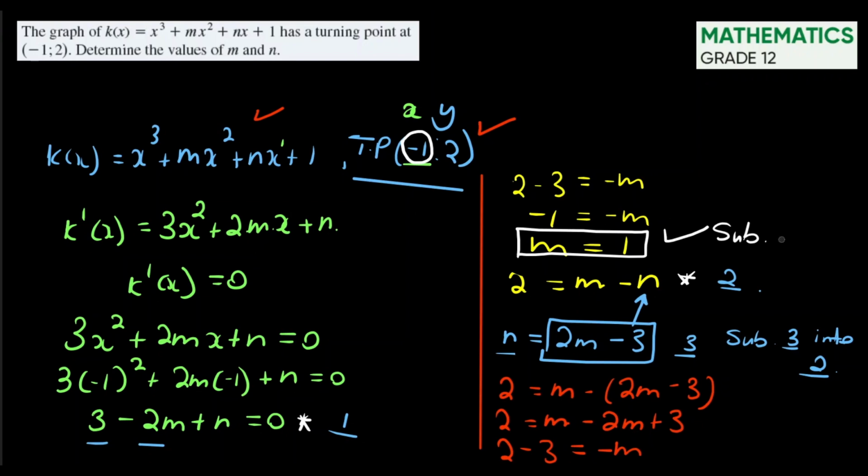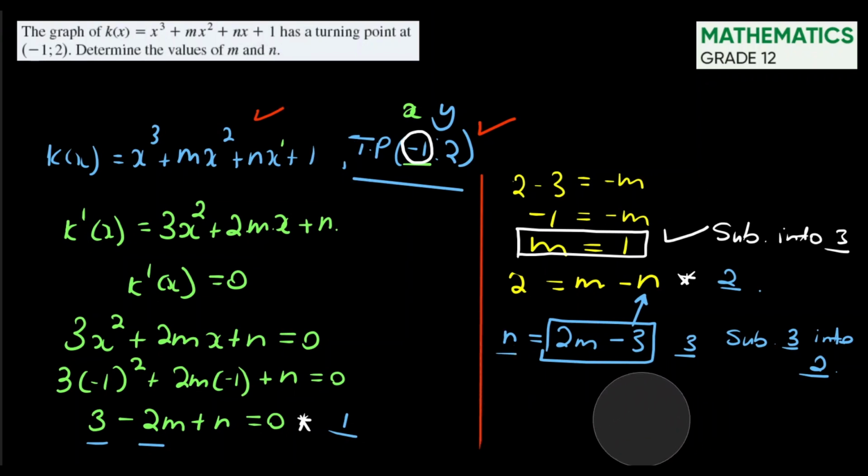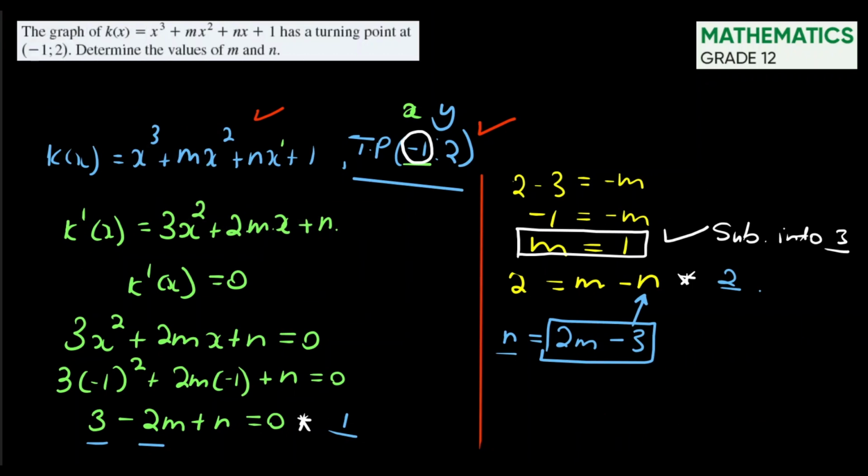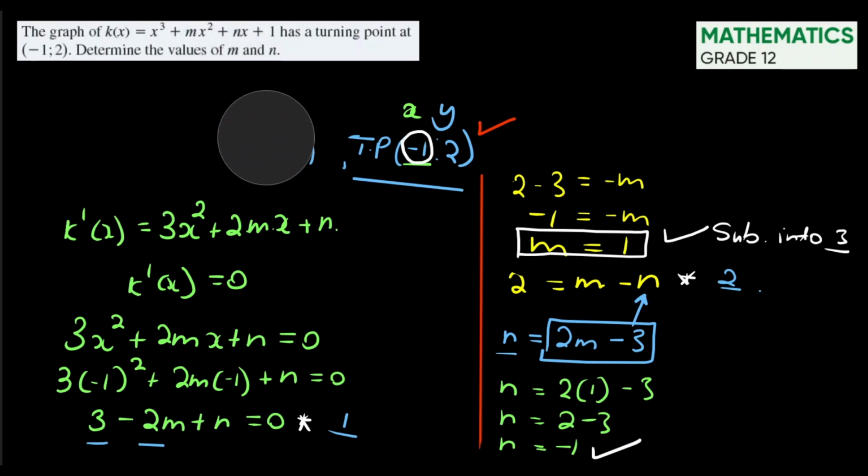How do we find our n? We substitute this value into our equation 3. Remember equation 3? Why do we substitute into equation 3? Equation 3 already has n as the subject of the formula. So we're just going to substitute it in there. And we're going to have n is equal to 2 times 1 minus 3, and n is equal to 2 minus 3, and n will be equal to negative 1. So we've solved what n is equal to, n is equal to negative 1, and we solved what m is equal to. So to summarize everything, we found the equation of k of x.